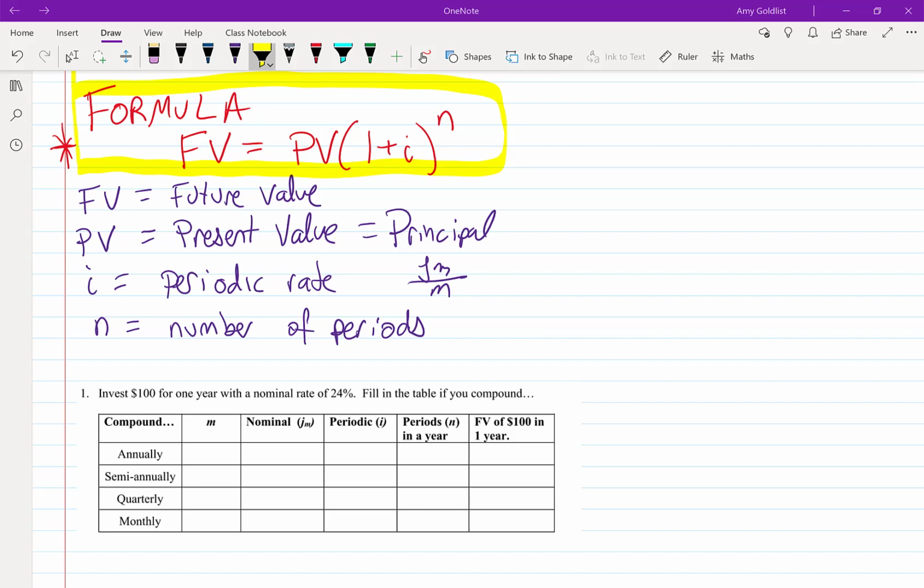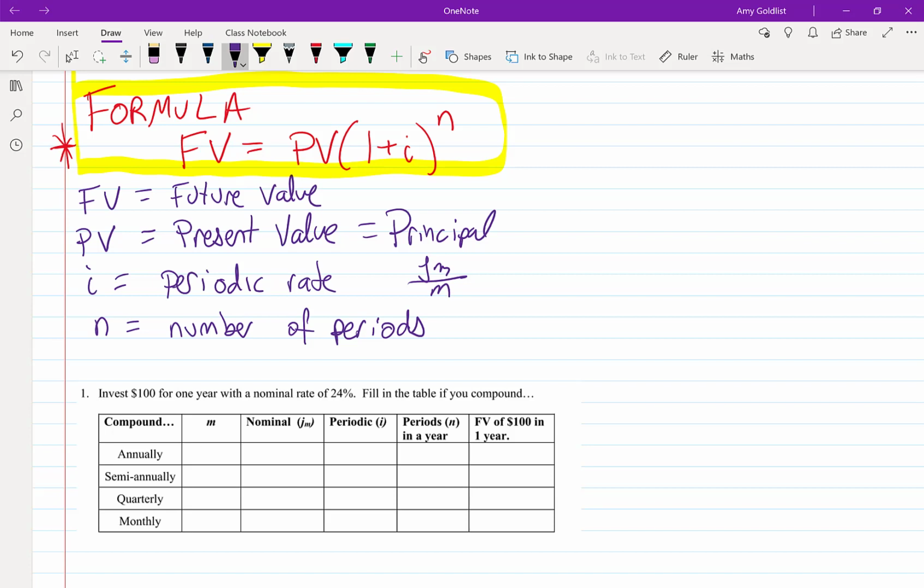Okay, let's start with question number 1. We're going to invest $100 for 1 year with a nominal rate of 24%. Now we're going to look at a whole bunch of different kinds of compounding. So starting with M. M is how many times per year we compound.